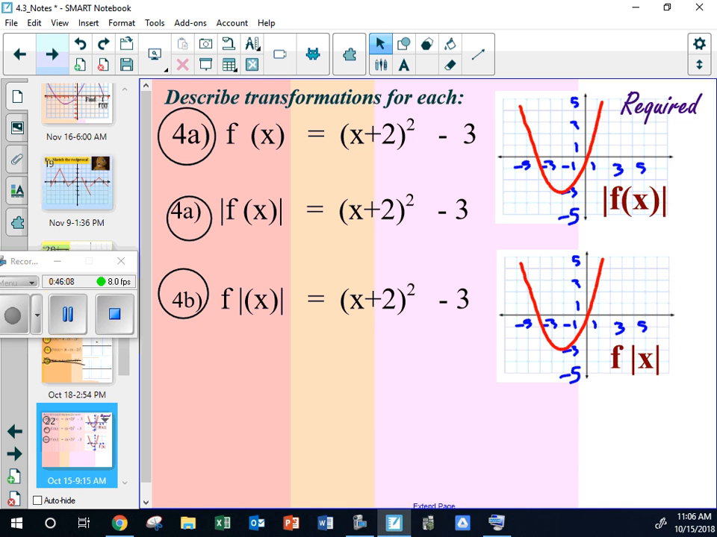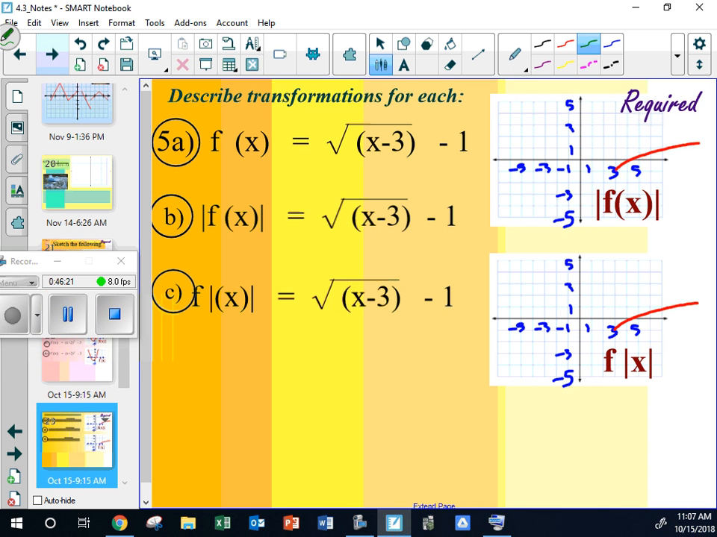So this one, this is just describing what happened, like 2 to the left and down 3. Okay, so these are super easy. I want you to do all 3 of them. They're really not that hard. Okay, don't overthink this. Describing it is just saying which way it went. Okay, do the same thing for this.